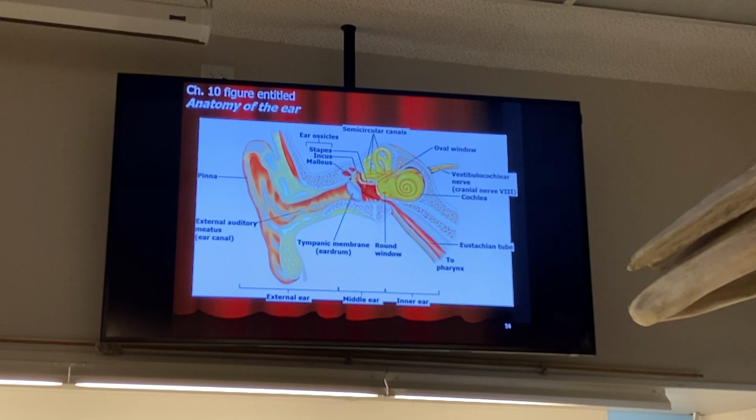External ear, middle ear, and inner ear, we're going to concentrate mostly on the inner ear. When we get to hearing, I will talk about the middle ear just a little bit. We're going to be mostly in the inner ear.